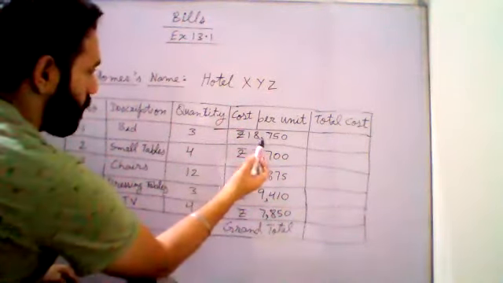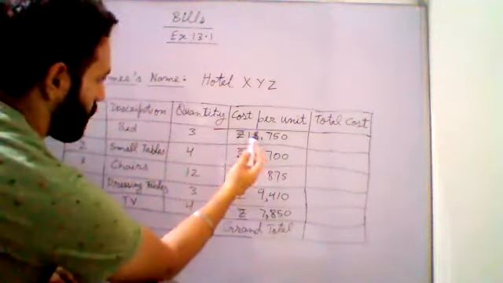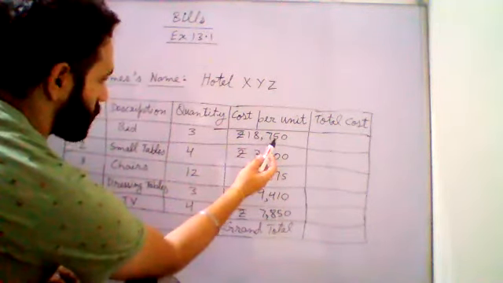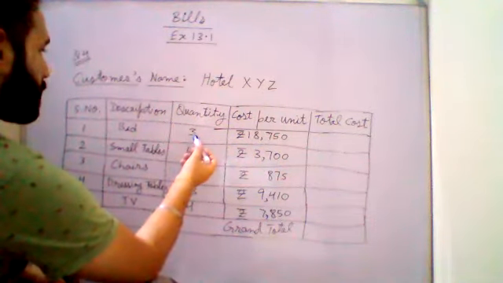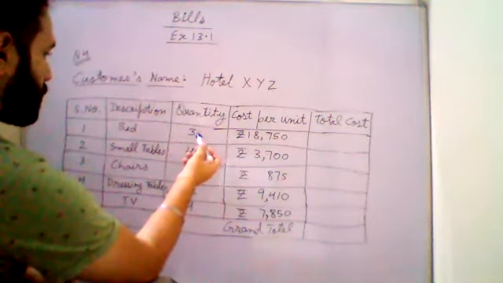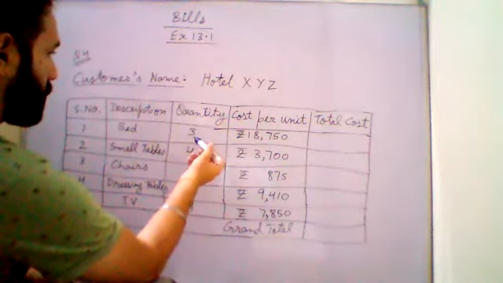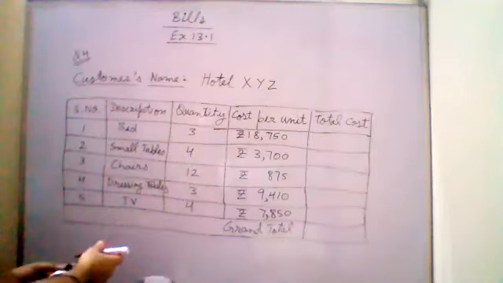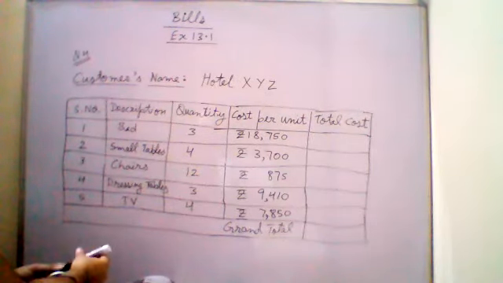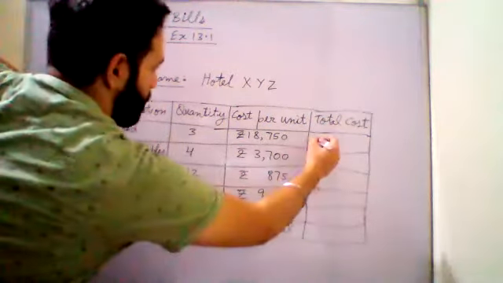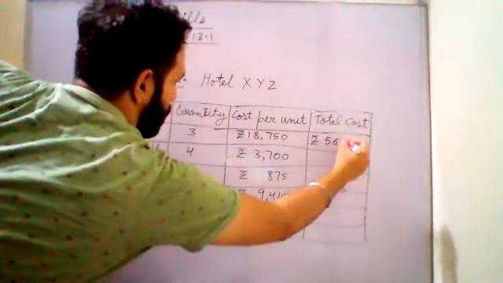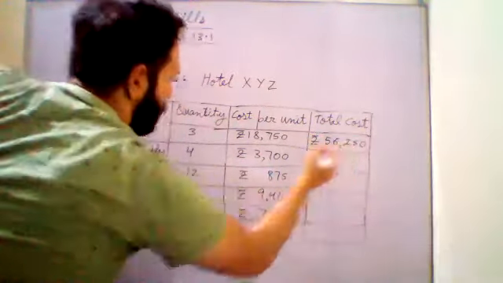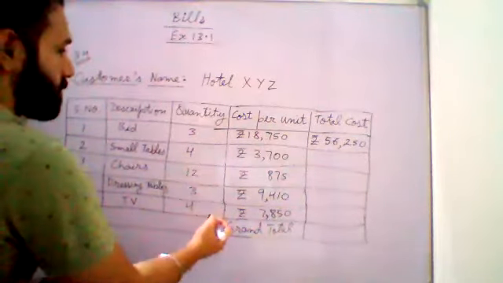So the cost of one bed is 18,750. What will be the cost of three beds? 56,250. Yes, correct. Rupees 56,250 is the cost of three beds.